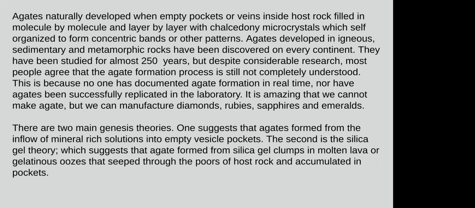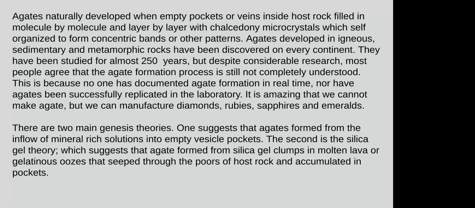It's amazing that we cannot make agate, but we can manufacture diamonds, rubies, sapphires, and emeralds. The scientists and the geologists tell us that the agate that we find now have been forming for 355 million years, up to about 35 million years ago. They're still forming today, but nobody's been able to do that real time when you're speaking millions of years.